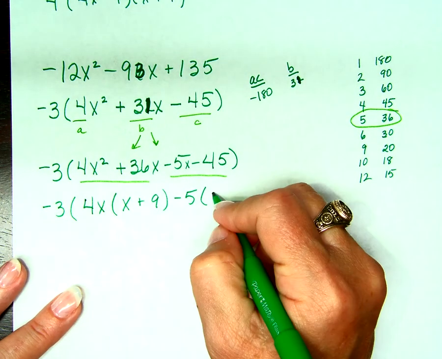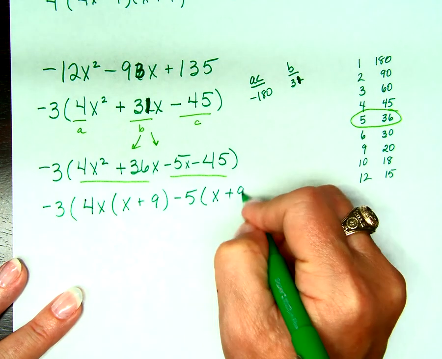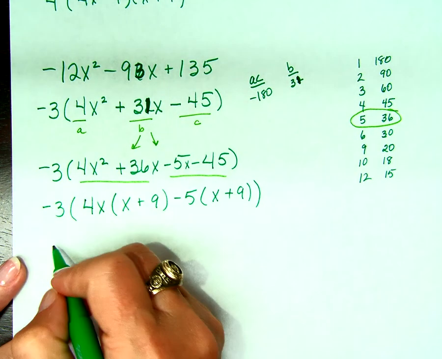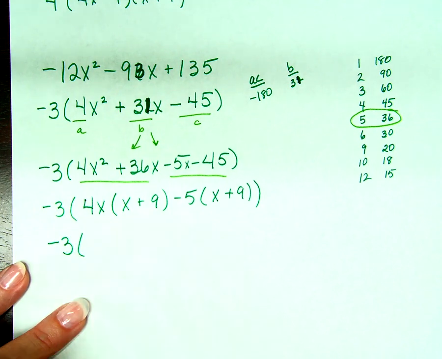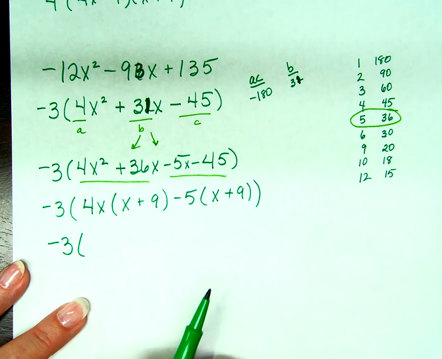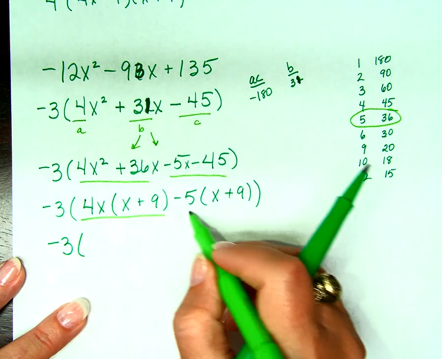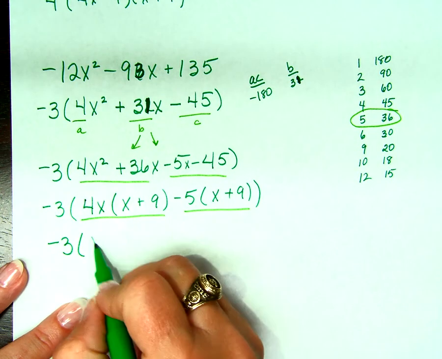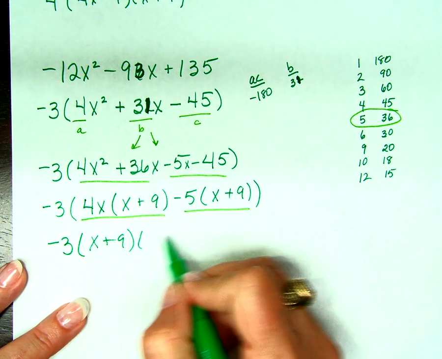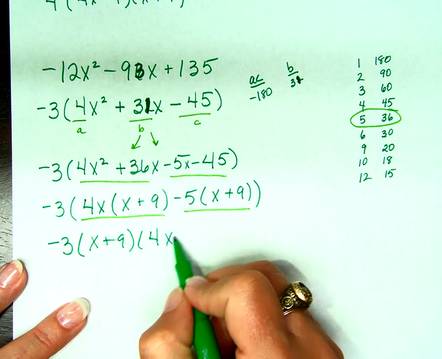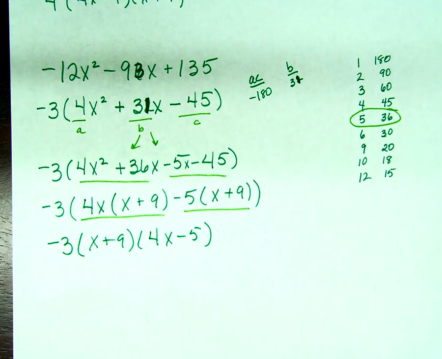Okay? So I get x plus 9 again, right? So again, still dragging that negative 3 along. What do I have left? What's common in these two? X plus 9. And what's left if I factor out an x plus 9? Or x minus 5. Questions? We good?